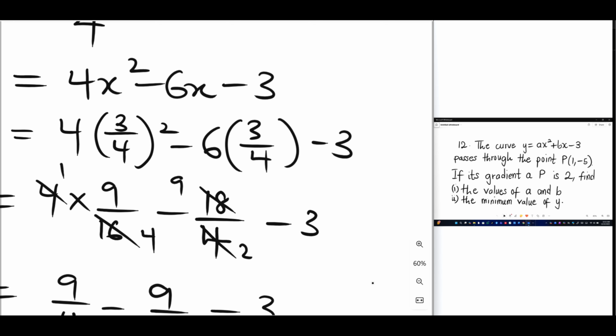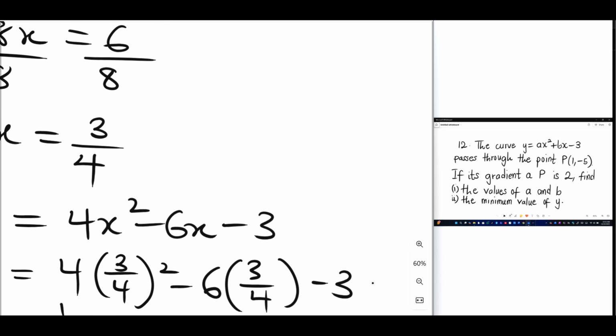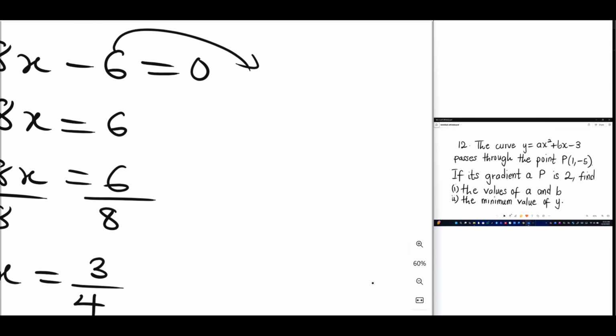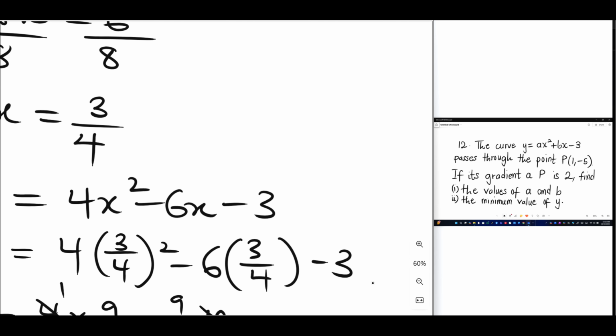Okay, I don't want any mistake. All right, so I'm dealing with the substitution again. I want to verify that part again. So 4 multiplying 3 divided by 4 in bracket squared, okay, then minus 6, also multiplying the bracket of 3 out of 4, then minus 3, all right. So that's the answer, okay.